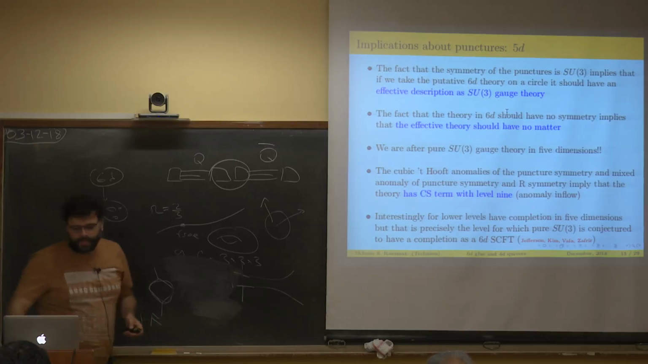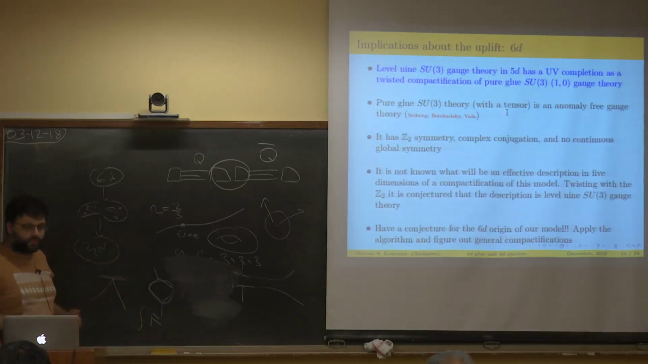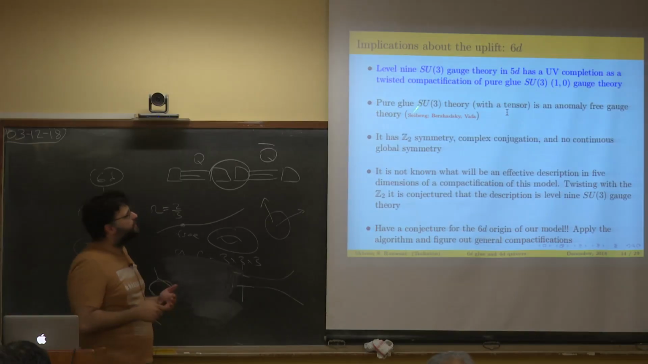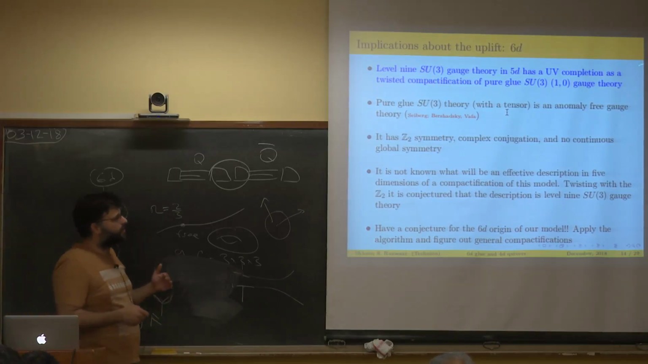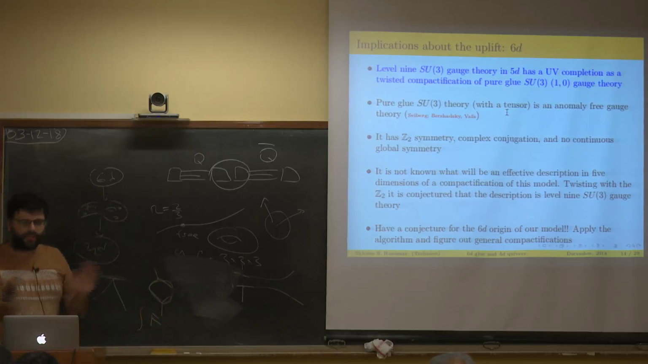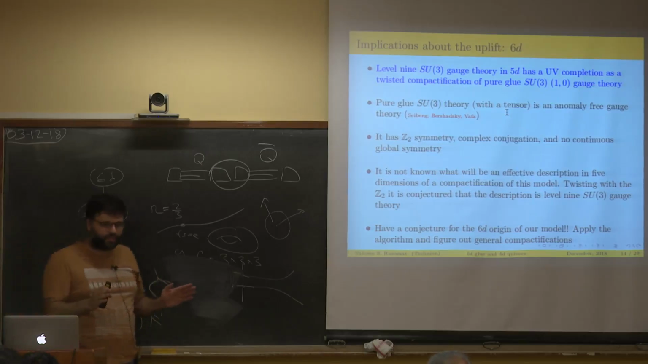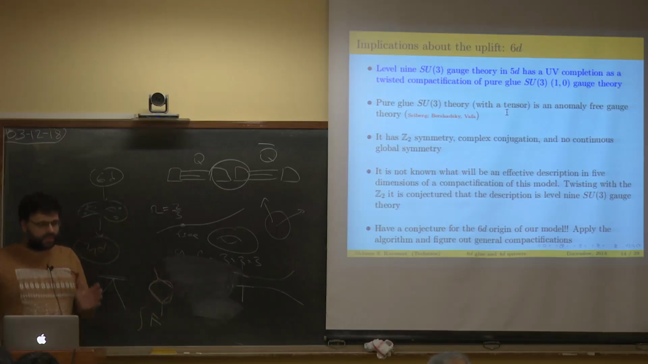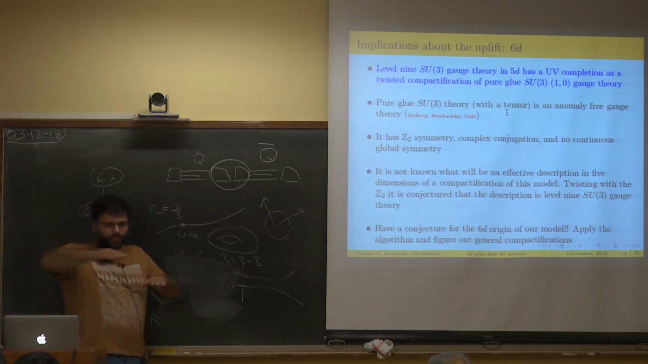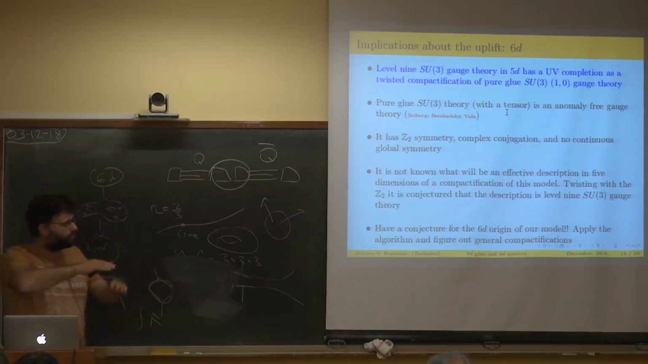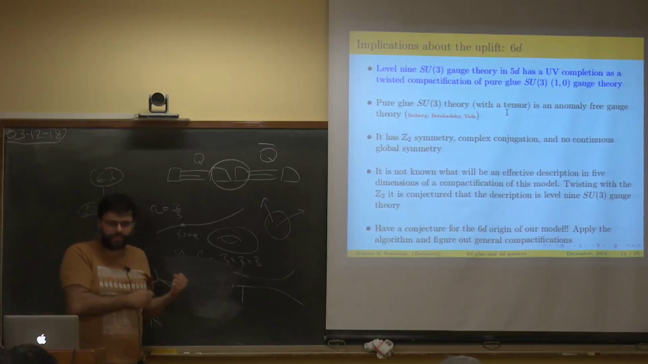Now, what is the UV completion of this theory in 6 dimensions? The claim is that the level 9 SU3 gauge theory in 5 dimensions lifts in 6 dimensions to a pure glue SU3 theory. You just take SU3 gauge theory with a tensor multiplet which is there to cancel anomalies, and you think of it as an effective theory on the tensor branch of some SCFT. If you go to the origin of this tensor branch, you get some strongly coupled SCFT. If you reduce it on a circle, you get the theory in 5 dimensions that we have considered.